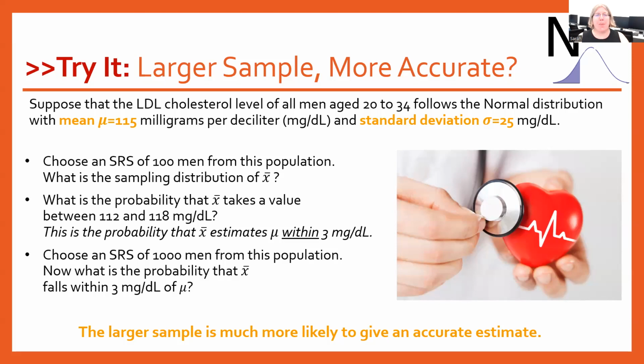So we're not going to look at the population distribution on this one. And then we're going to compare the results from these two sampling distributions. So I'd love for you to pause the video, find those sampling distributions, and use Rossman Chance to get some probabilities.